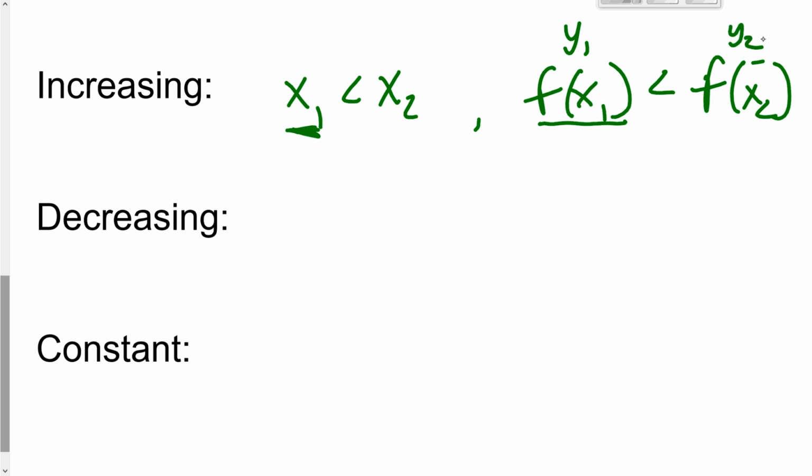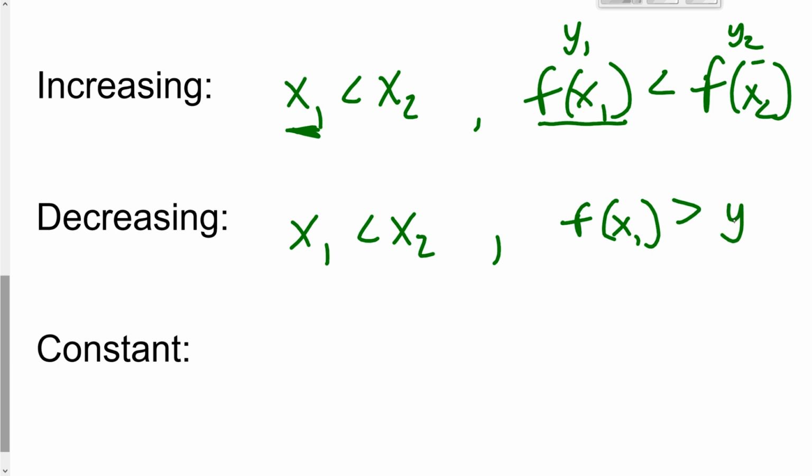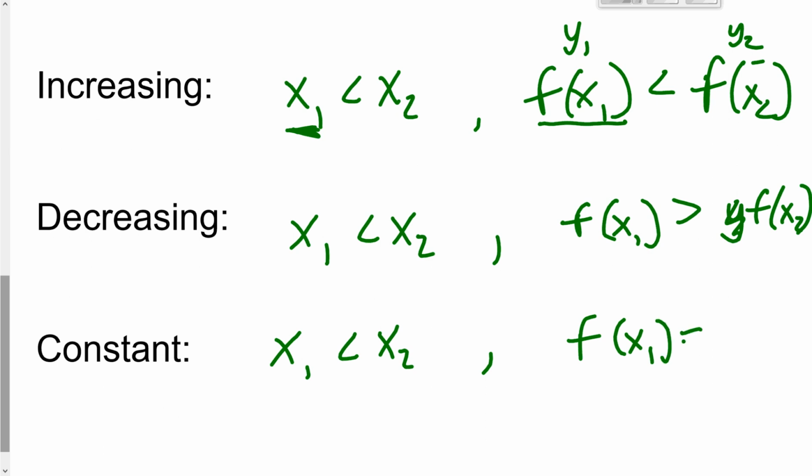Okay, decreasing would be as I read from left to right, my y's are getting smaller, right? My previous y is bigger than my next y. That's what this says. Finally, constant, as I read from left to right, as my x's get bigger, my y values stay the exact same. Right, so there's the technical definitions.